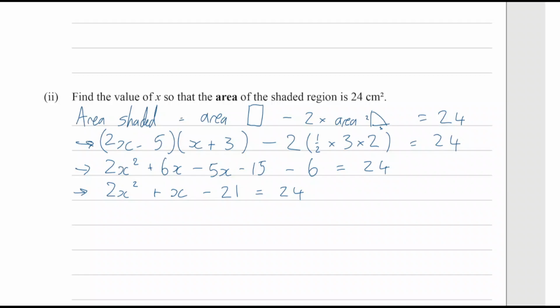Great, so I see a quadratic equation emerging, and we know to solve that, it needs to be in standard form, which means I need to subtract 24 off of both sides, which gives us 2x squared plus x minus 21 minus 24 is minus 45, all equals 0. Right, so getting to here, great place to be. We have a quadratic equation. It's in standard form. We can now factorize and solve for x.